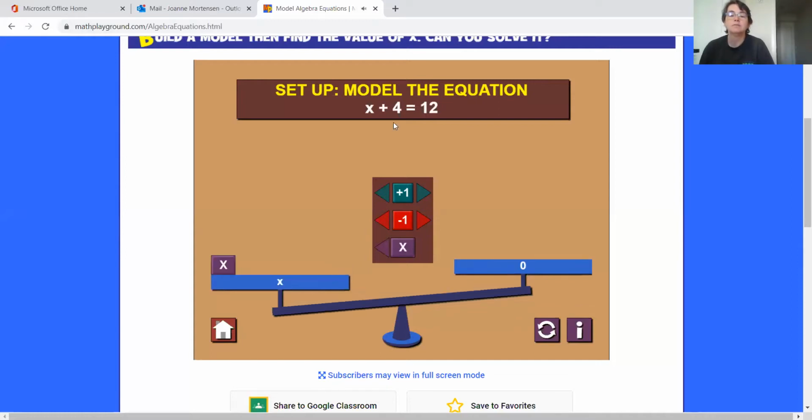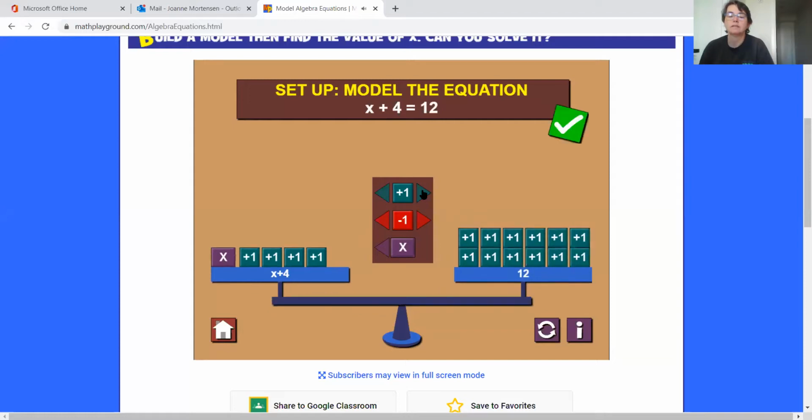And it allows you to, so I clicked on the x and it says plus 4, so I'm going to add 4. And you can see down here it changed to x plus 4. And then on this side I need 12. And it stops you and tells you that it's balanced, because in a way that's what an equation is. It says the two sides are equal.